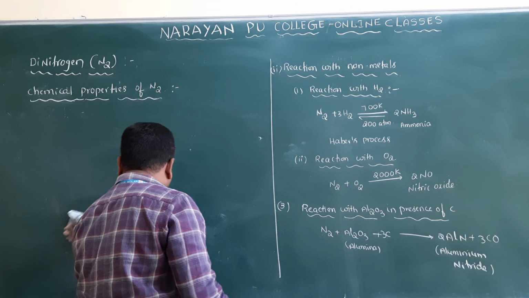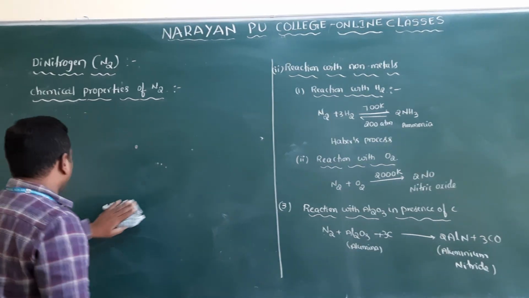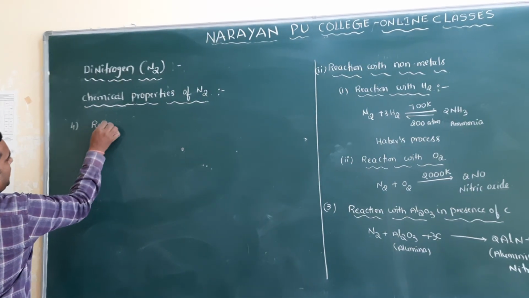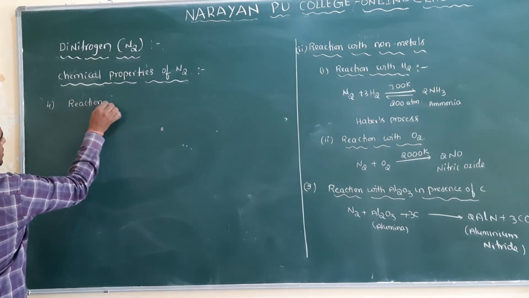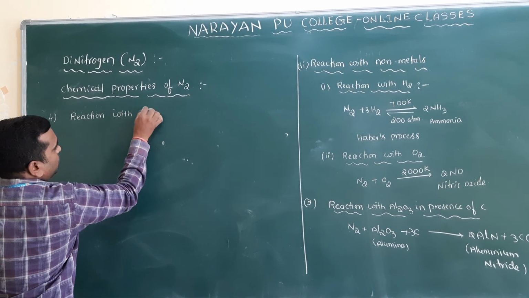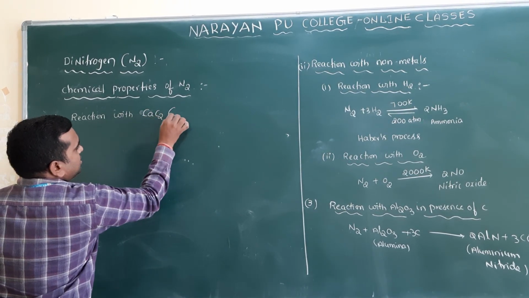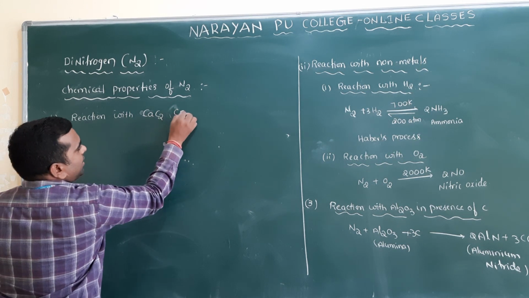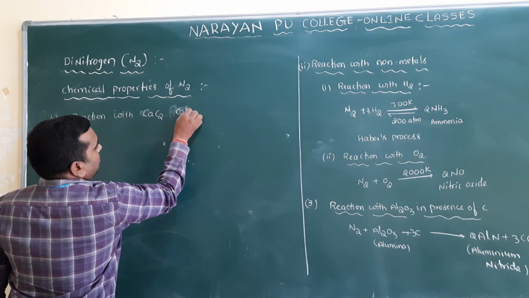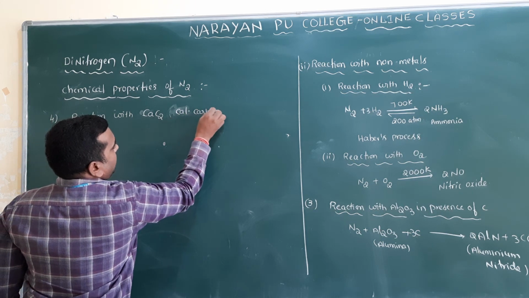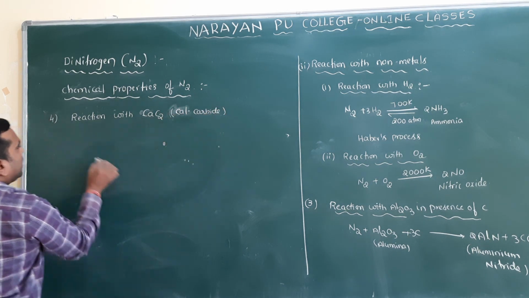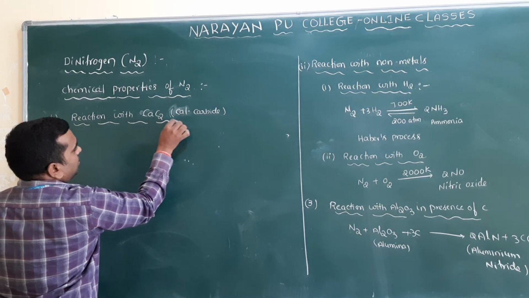It is reaction with calcium carbide. What is the fourth reaction here? Reaction with calcium carbide, CaC2. CaC2. What is this name? Calcium carbide. This is calcium carbide. Is this clear? Reaction with calcium carbide. Clear? So what is this reaction?